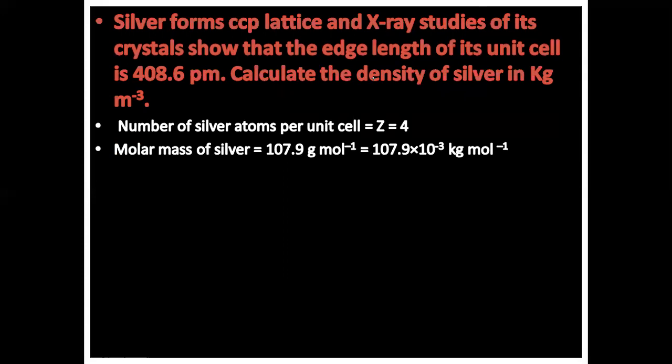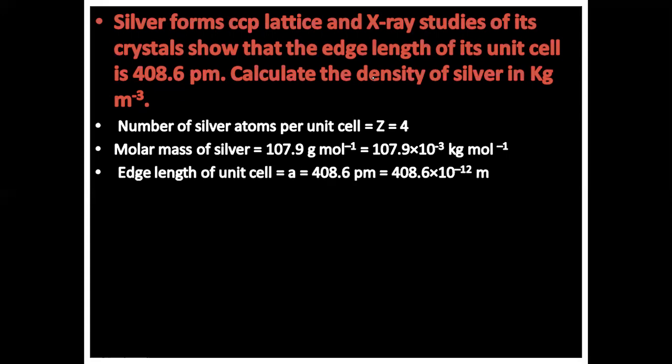107.9 gram per mole. In kg per mole it is 107.9 into 10 raised to power minus 3 kg per mole. Edge length is given, that is 408.6 picometer. Now in meter it is equal to 408.6 into 10 raised to power minus 12 meter. Now we know density is equal to Z number of atoms into molar mass divided by A cube into N naught, that is Avogadro's number.